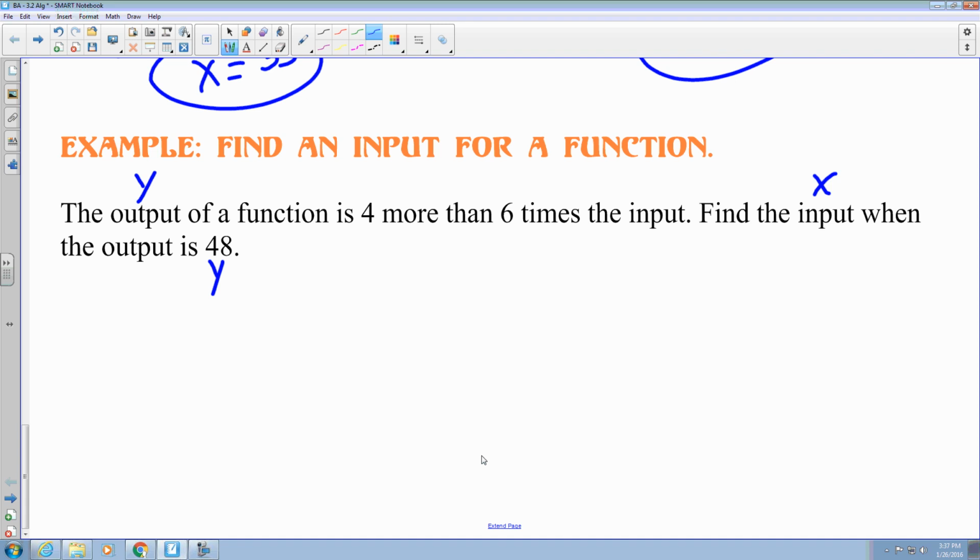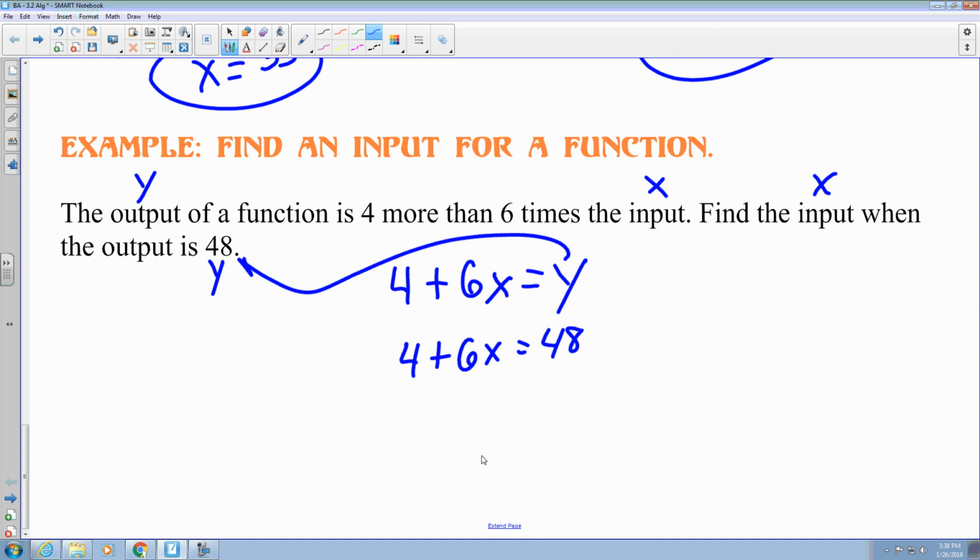And they're telling you that the output is going to be 4 more than 6 times the input. So 4 more talks about addition, so it's going to be 4 plus 6 times the input. Well, we know that the input is x, so we're going to say that's x, and that is going to equal y. So that is the formula that we're going to use in order to solve this particular problem. Well, now to find x, we know that y is going to be 48, so I'm going to go 4 plus 6x equals 48, because that's what they told us right here.